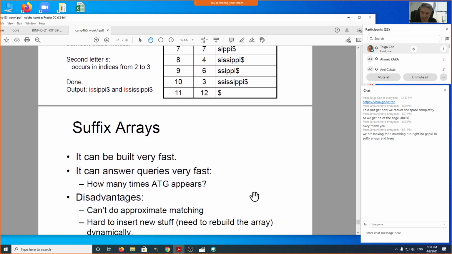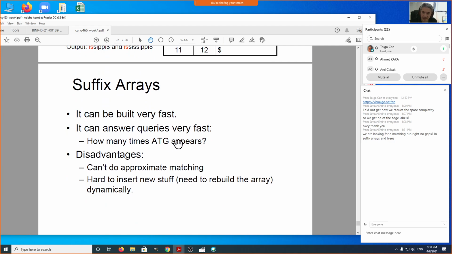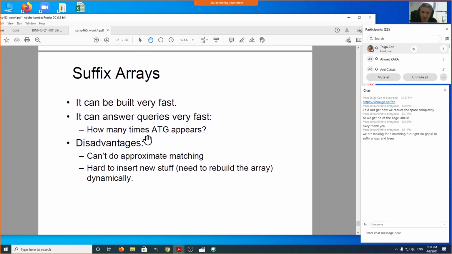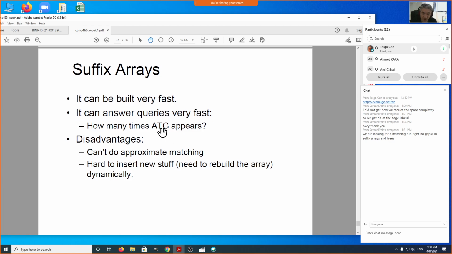It can be built very fast. It can answer queries very fast. For example, how many times ATG appears in a genome, you can find. So the ATG has a special meaning. It's the start codon, right? I mean, or methionine, or was it the stop codon?